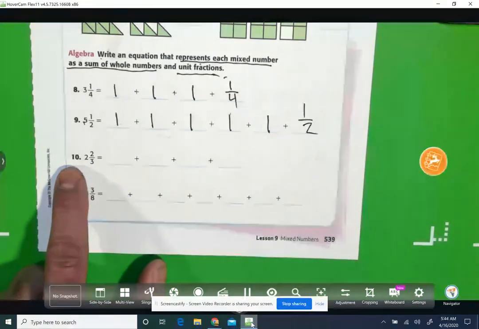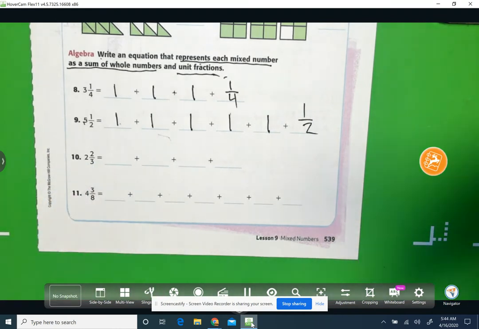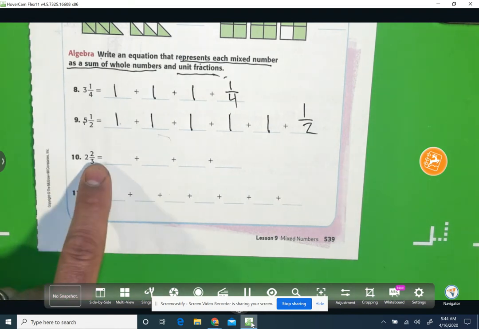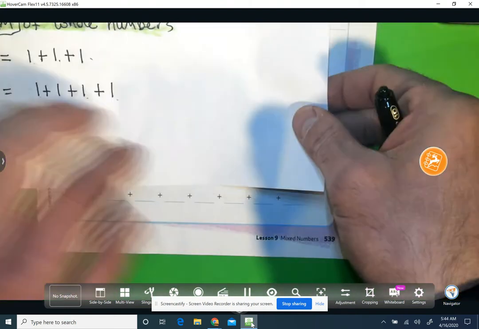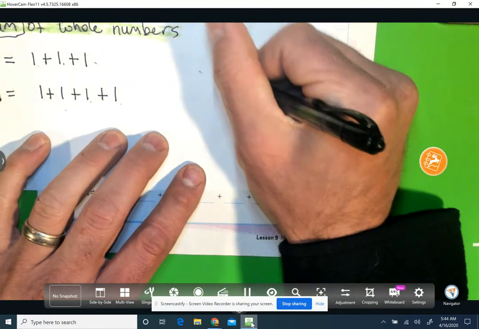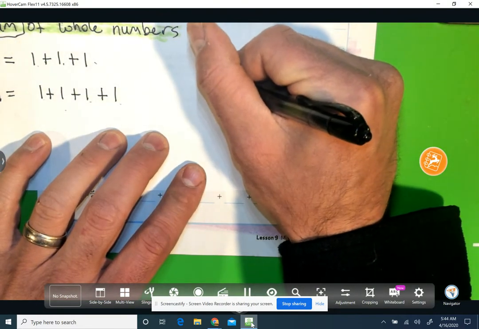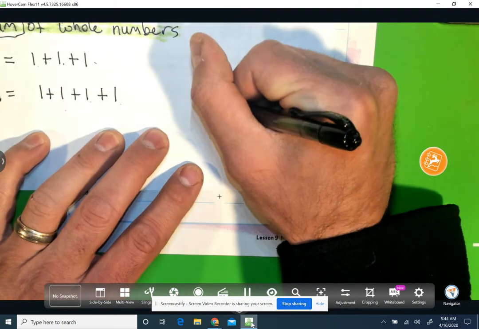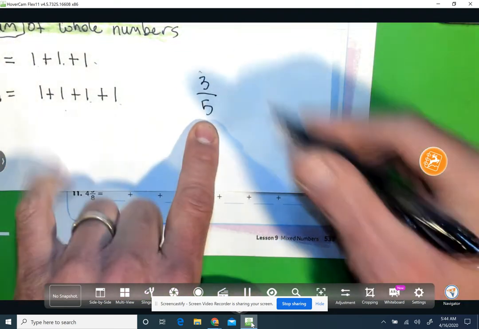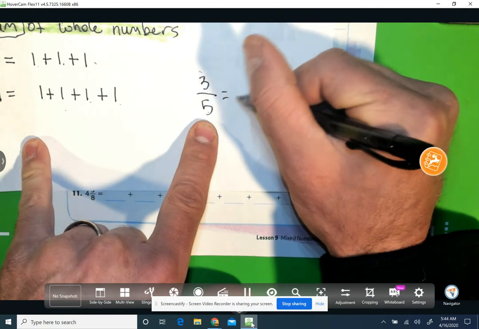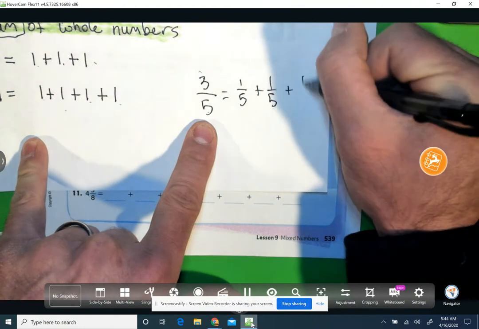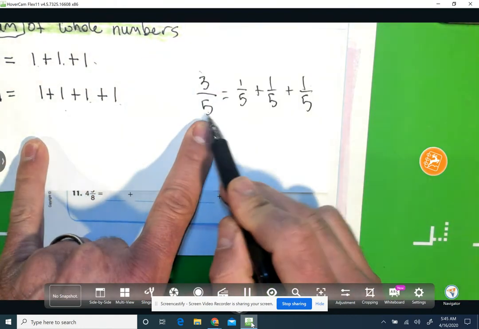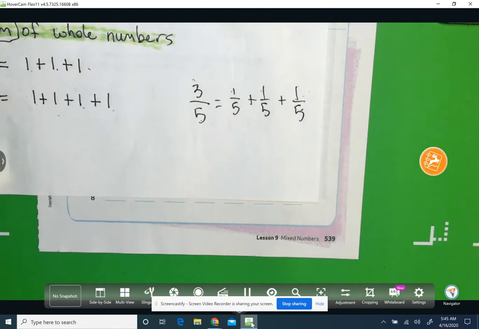Here is where it gets a little bit different, okay? So 2/3 is going to be the sum of unit fractions, right? Let me do an example here. If 3/5 is the sum of unit fractions, 3/5 is the same thing as 1/5 plus 1/5 plus 1/5. Okay? Unit fractions with a 1 as the numerator.